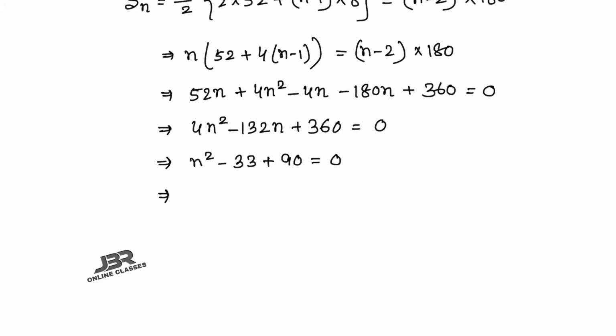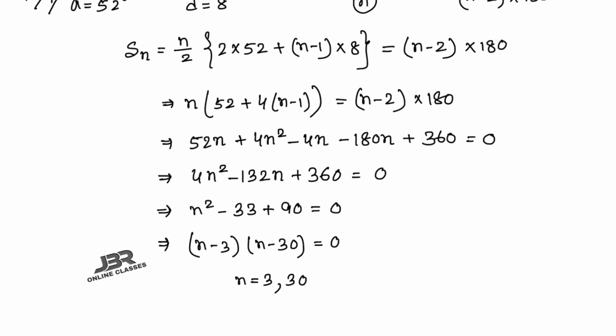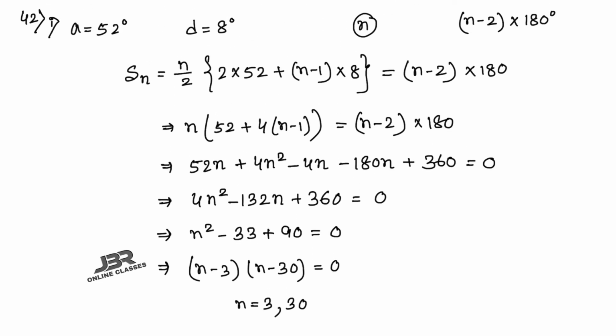So after factorizing by the middle term factorization method, n minus 3 and n minus 30, that equals 0. So either n equals 3 or n equals 30. Okay, so the number of sides of the polygon is 3, that is your answer.